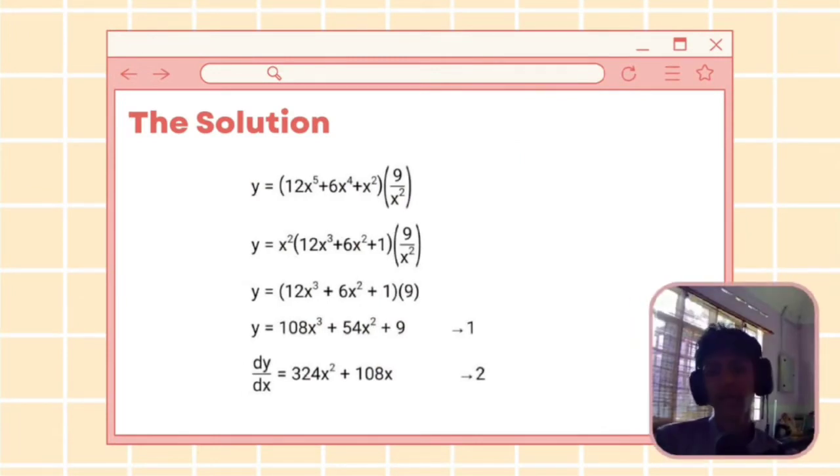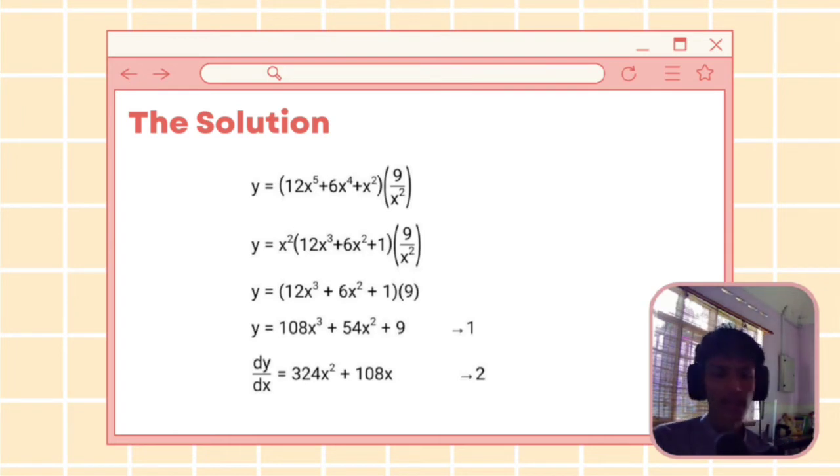So the first one, y equals 12x to the power of 5 plus 6x to the power of 4 plus x to the power of 2 and multiply by 9 over x to the power of 2. So y equals x to the power of 2, and open the bracket, 12x to the power of 3 plus 6x to the power of 2 plus 1, close the bracket, open the new bracket, 9 over x to the power of 2 and close the bracket. And the reason there is x to the power of 2 is because we factorize the first bracket.